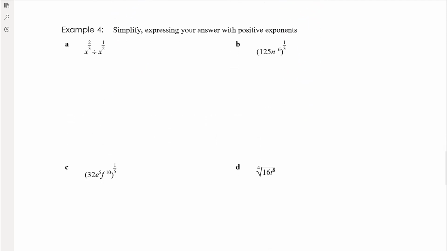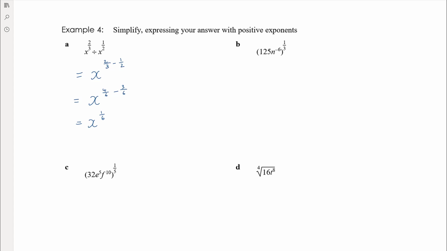Right, simplify expressing your answer with positive exponents. So x to the 2/3 divided by x to the half. We know when we're dividing powers with the same base, we subtract the exponents. So 2/3 minus a half. To subtract fractions, we need a common denominator, which will be sixths in this case. So that is 4/6 minus 3/6, and so it is x to the 1/6.